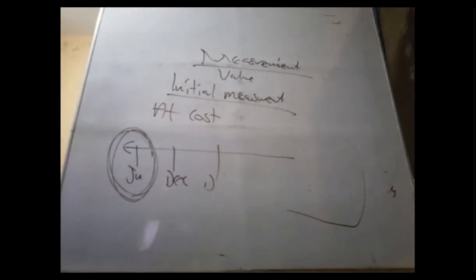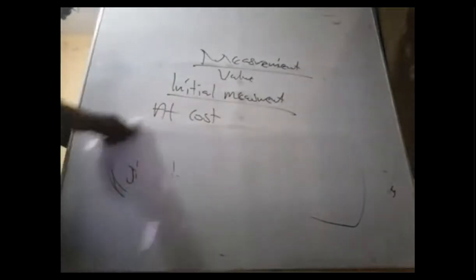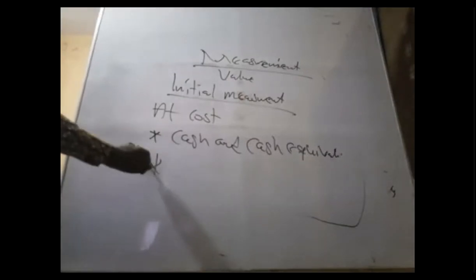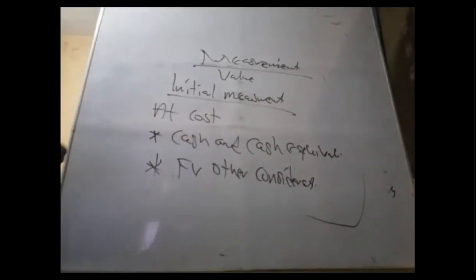So what is cost? Cost simply means cash and cash equivalent and the fair value of other consideration transferred to acquire what? The asset. That's the meaning of cost. So cost means, one, cash and cash equivalent. Number two, fair value of other consideration. Maybe you exchange your old vehicle for another PPE or another asset. So you get the fair value of the old one. So cash and cash equivalent transferred to acquire an asset, that's the cost of PPE.